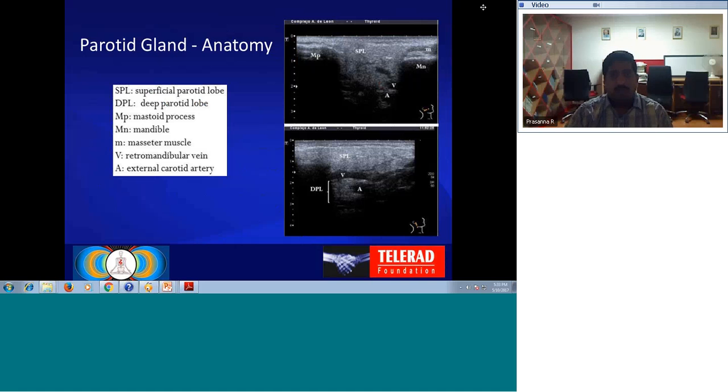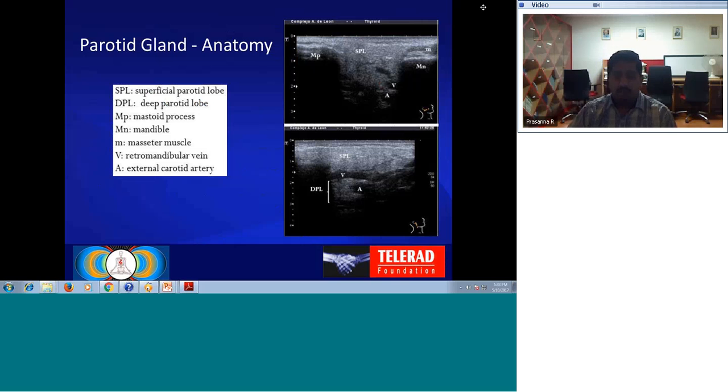Then coming to the brief note on the anatomy, we'll just discuss the anatomy of the 3 major salivary glands, namely the parotid, submandibular, and sublingual glands. The parotid gland is located in the retromandibular fossa, just anterior to the ear, and has 2 lobes, namely the superficial and the deep lobes. The deep lobe is not always completely accessible for ultrasound examination. Most of the lesions which are related to the superficial lobe can be easily diagnosed.